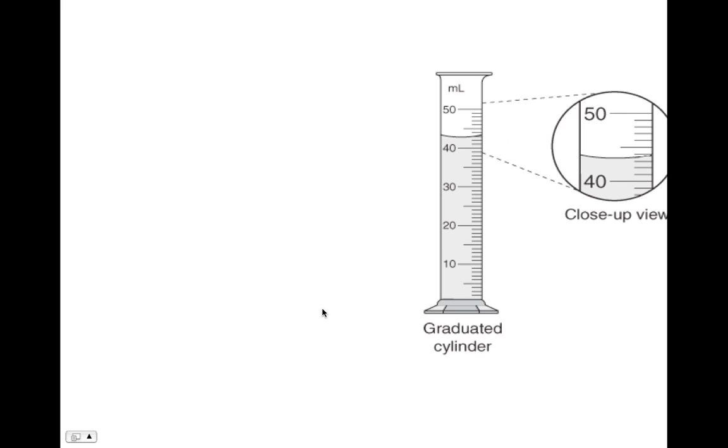So let's take a look at this graduated cylinder. Over here it is enlarged so that you can see a little bit more. So I have 40, 41, 42, 43. Remember, we measure down at the bottom of the meniscus.